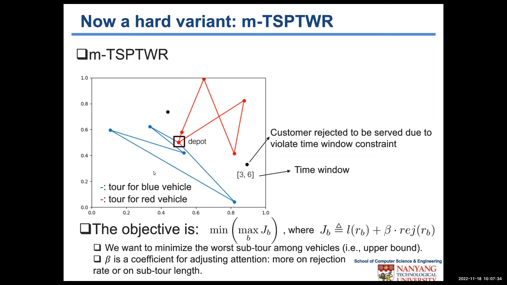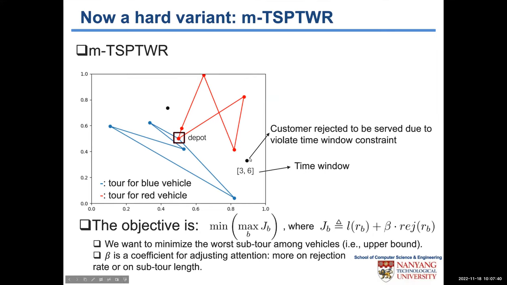And each customer has a time window. So for example, in this black dot representing a customer, we can have a time window for this customer. So each customer will have a time window, with the left number indicating the open time and the right number indicating the end time of the time window. So the customer must be served or visited within this time window.